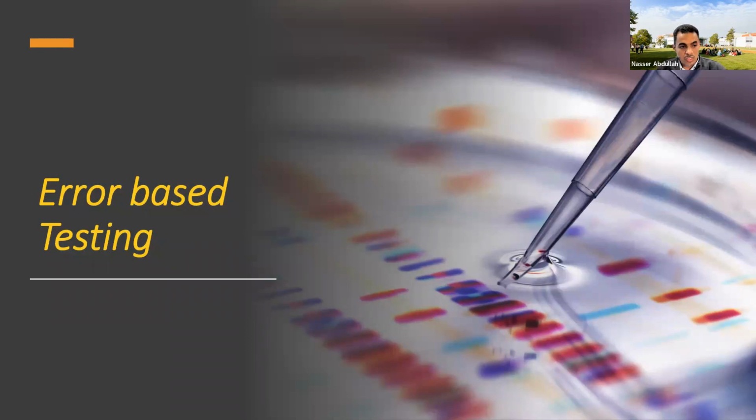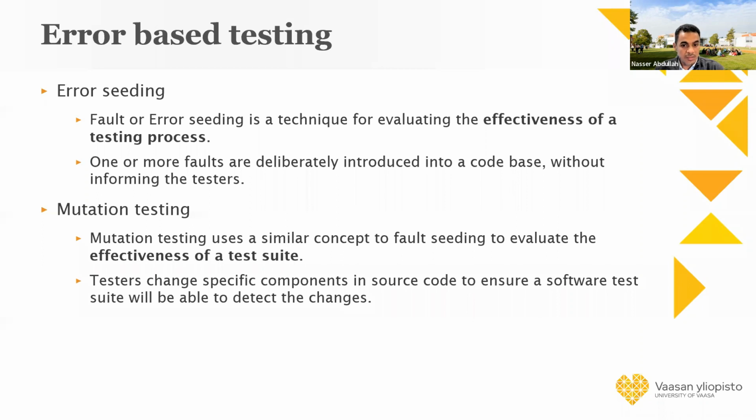So we have another method, which is error-based testing. This also helps to evaluate. We will learn 2 methods. The first method is to evaluate the test quality, for example, the quality of the test suite. You already generated the test cases, so how is the quality of those test cases? The other method is to evaluate the testing process. Is your testing process good enough or not? So here we have 2 methods.